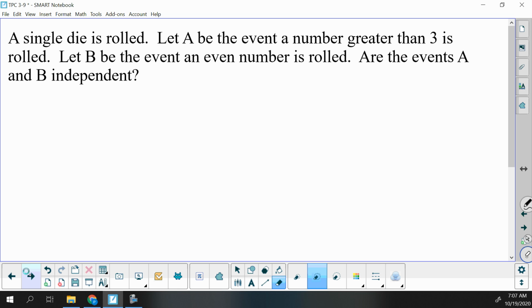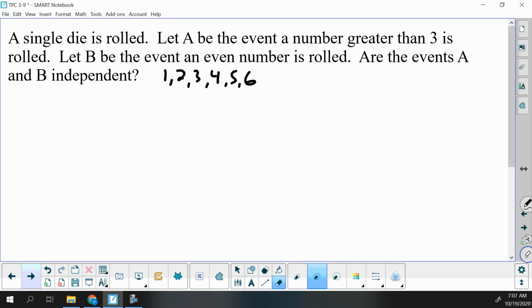All right, so going on to page 59. We have a single die is rolled. So when a die is rolled, our sample space, we have options of 1, 2, 3, 4, 5, or 6. Event A is going to be a number greater than 3. Event B is that we got an even number, and we want to know, are the events independent?